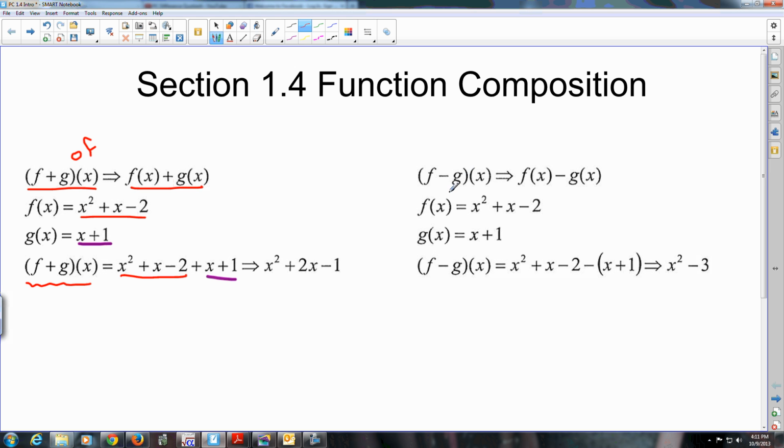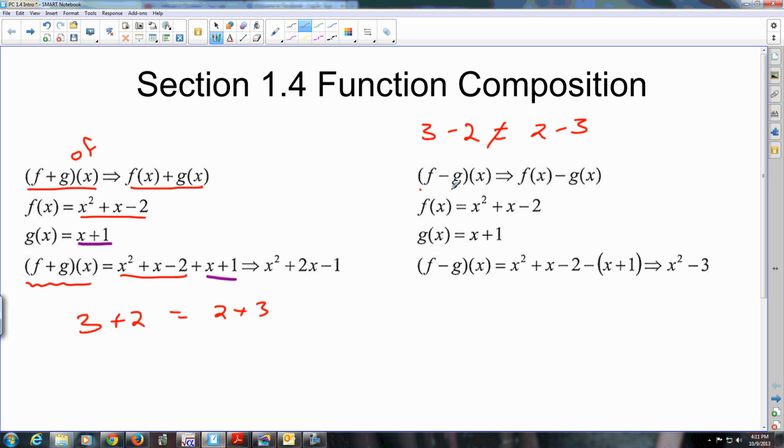F minus g of x, similar thing. Now here, adding doesn't matter. 3 plus 2 is commutative. You can write same thing as 2 plus 3. But as you guys know, subtraction is not. 3 minus 2 is not the same thing as 2 minus 3. So here, order is important.